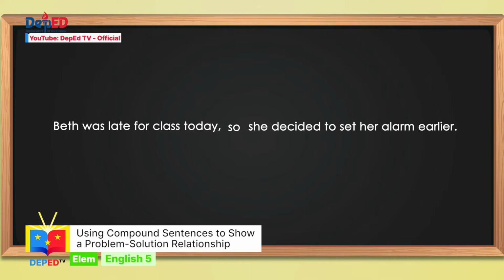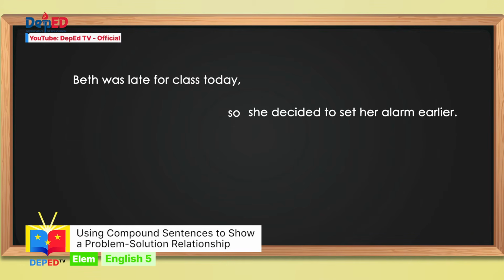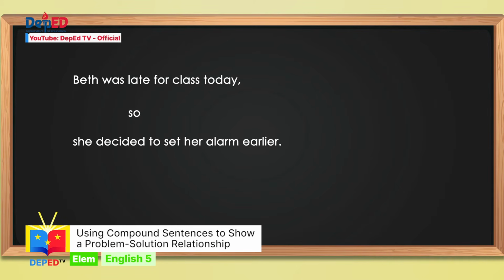Notice the conjunction in the sentence? What is it? Correct. It is so. But what type of conjunction is so? Very good. It is in the acronym FANBOYS. It is a coordinating conjunction. Now, let us separate the sentences before and after the conjunction so. The first part will be Beth was late for class today. And the second part will be she decided to set her alarm earlier.